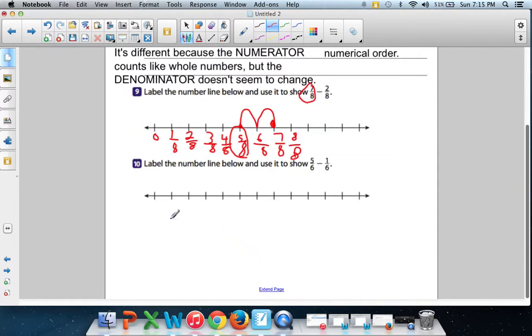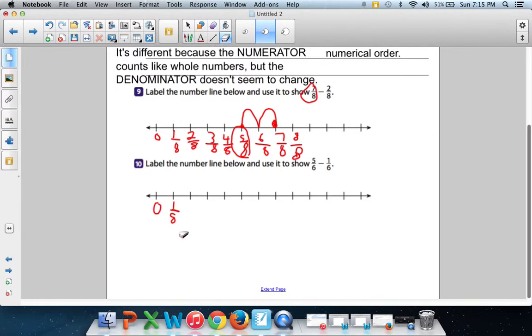Label the number line below and use it to show 5/6 minus 1/6. Okay, no problem. So I'm going to put 0, 1. Oh, we're not doing eighths, we're doing sixths. Sorry, I got mixed up from the last one. So you do it too. 1/6, 2/6, 3/6, 4/6, then 5/6. We don't really have to go past that because the big number that we start with is 5/6.